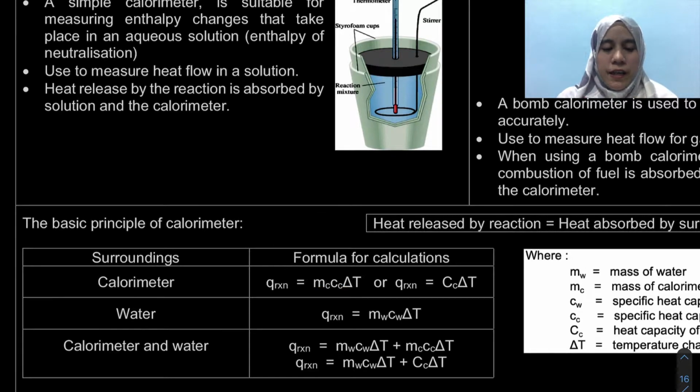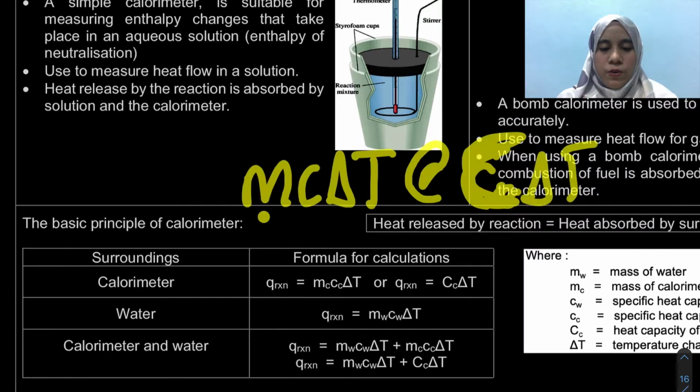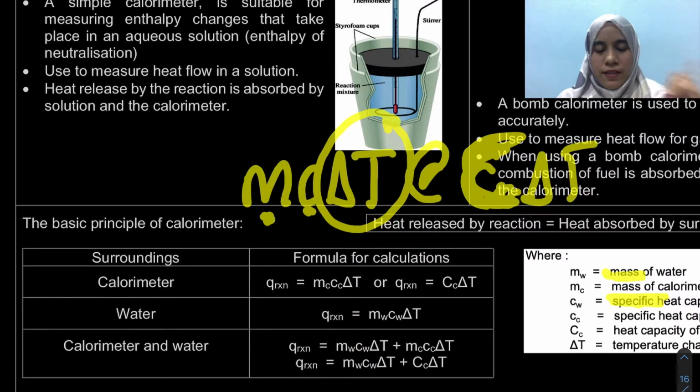Senang nak ingat dia adalah MCAT, or CAT itself. Ini capital C lah, it must be capital C. So MCAT: M stands for mass, C is your specific heat capacity, and delta T, the ΔT tu, is actually delta T itself. And if the letter is capital C, it is your heat capacity.